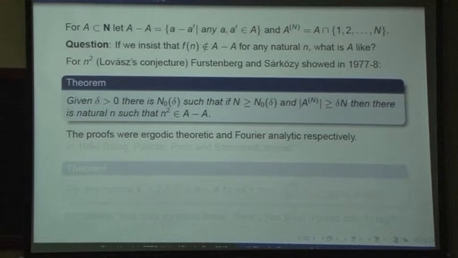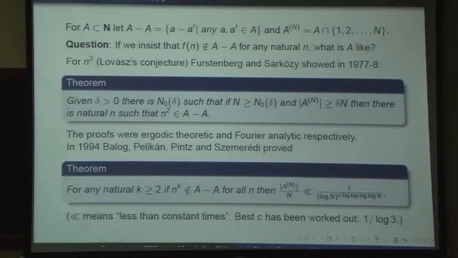The bounds were there because these techniques, the circle method and that sort of thing, were involved. Now, apparently there was a Hungarian school which thought about these problems, like the Israeli school that thought about these problems. I might as well quote the Israeli school results, but let me just state this next result from 1994. These four guys, Bourgain, Pelikan, Pintz, and Szemerédi, proved the following.